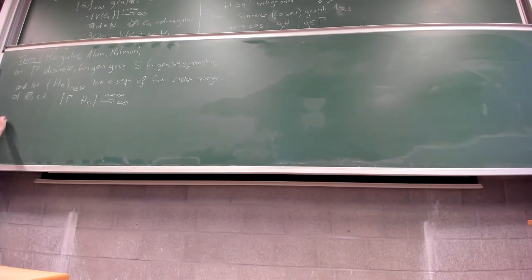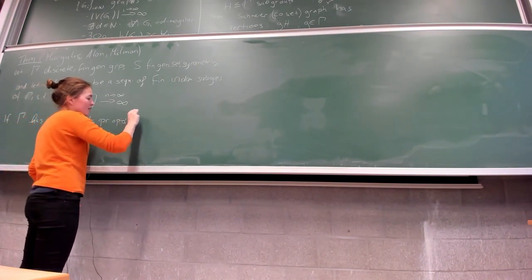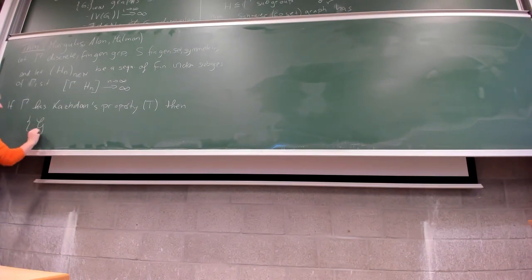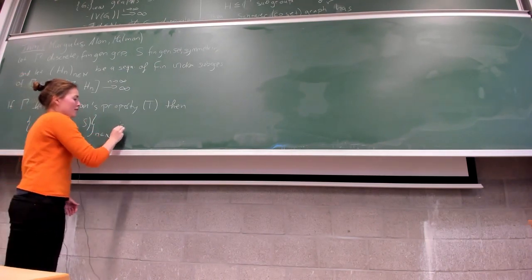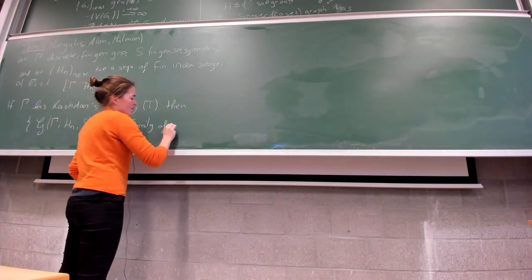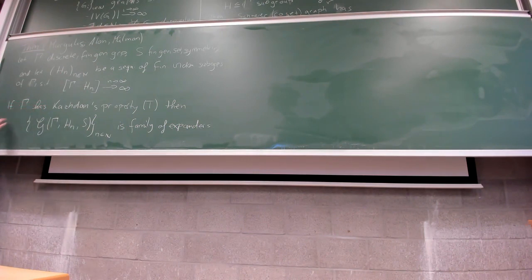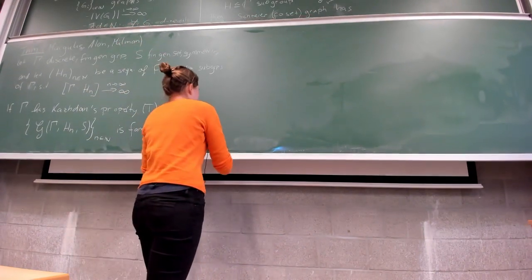And the theorem says, now if gamma has Kazhdan's property T, then our family of Schreier graphs with respect to gamma, H_n, and S will be a family of expanders. So it says if we have this property T, and we have some finite index subgroups and a generating set, then we get this infinite family of expander graphs.